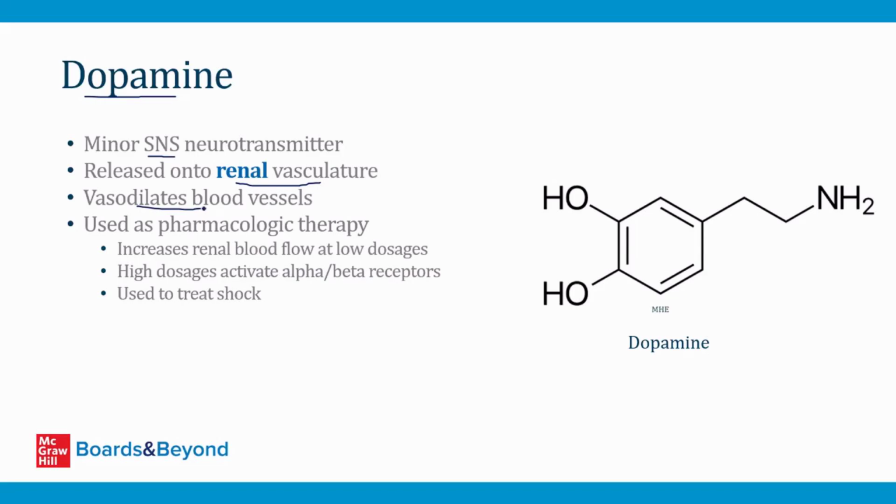And because of these properties, dopamine is sometimes given as pharmacologic therapy, which I talk about in a lot more detail in the videos on adrenergic drugs. But the idea here is that at low dosages, dopamine will increase renal blood flow, and this is sometimes helpful. At higher dosages, dopamine can bind to alpha and beta receptors, and this will cause vasoconstriction and raise the blood pressure. So these effects, increasing renal blood flow and raising the blood pressure, are the reason that dopamine is sometimes administered to treat forms of shock and hypotension. And once again, I talk about this in detail in the videos on adrenergic drugs.